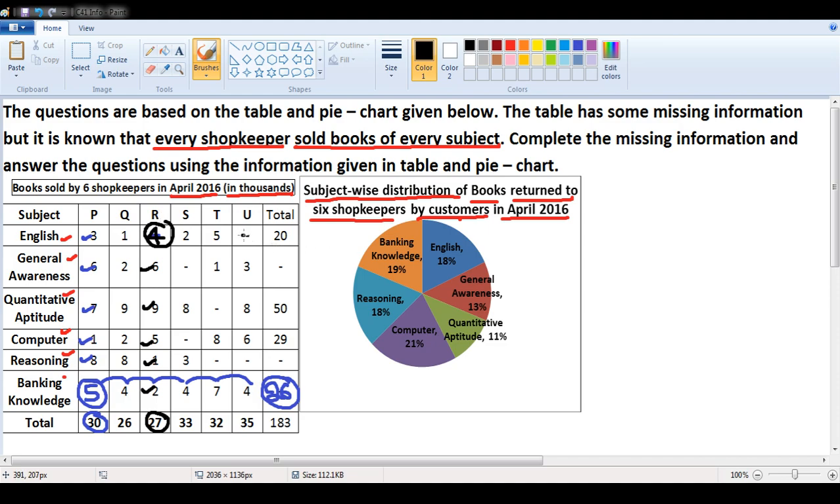Now this value U, this also can be filled very easily. 3 plus 1, 4, 8, 10, 15, but totally the 20, that should be remaining 5, right? That should be remaining 5.